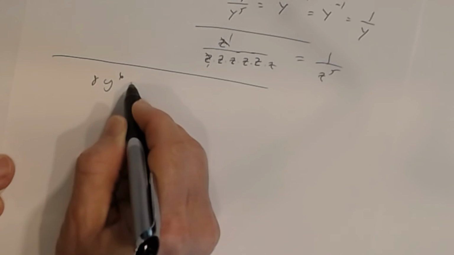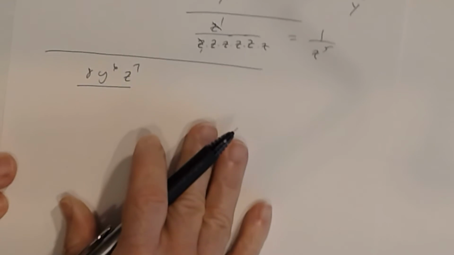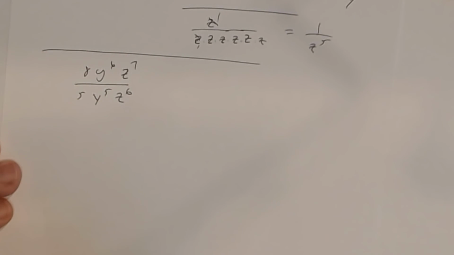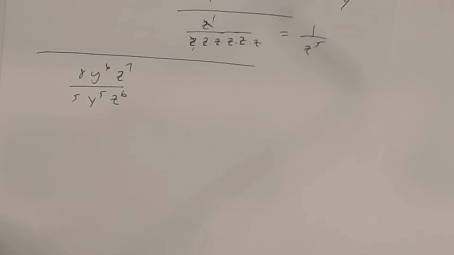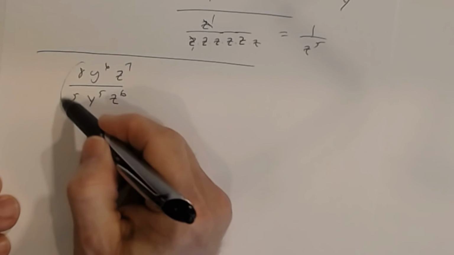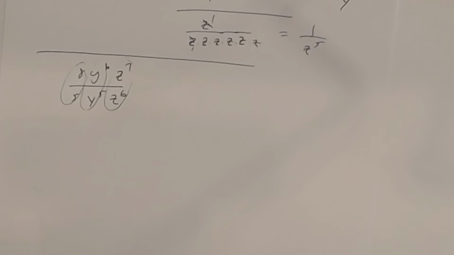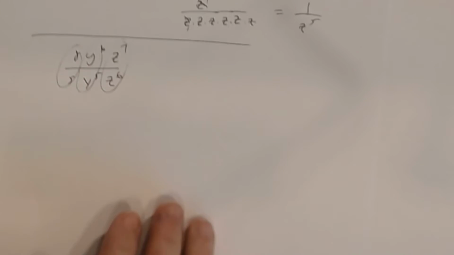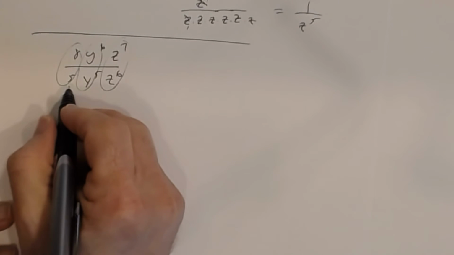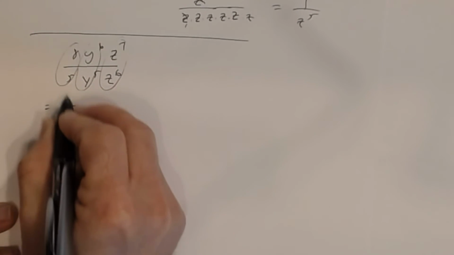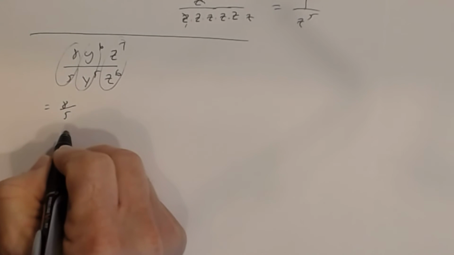8 y to the sixth z to the seventh divided by 5 y to the fifth z to the sixth. Okay? All right, then I'm going to reduce. So we're going to circle all the like parts, and let me go ahead and mute that person again. Okay. All right, so then I get 8 divided by 5. I cannot reduce 8 divided by 5.